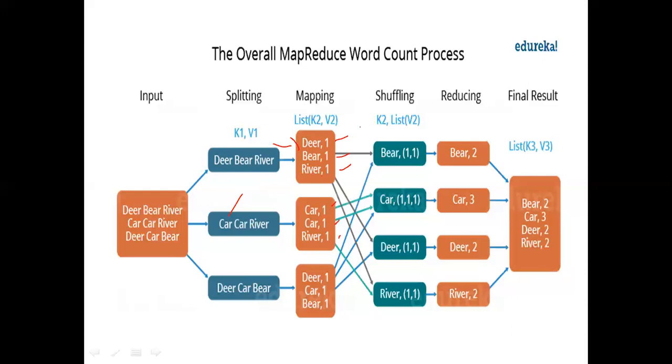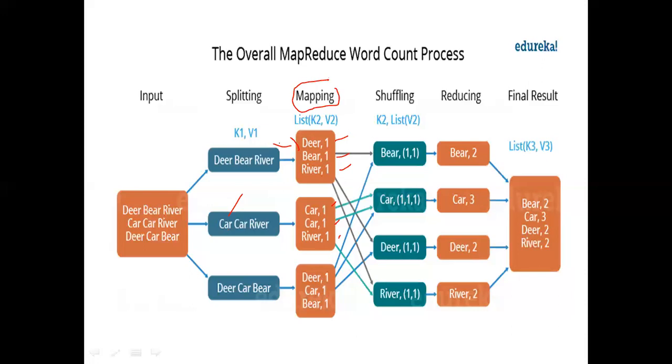For every word the mapper gives a count of 1. First car 1, second car 1. It is not updating it to 2. For every word it just gives the count 1, however many times that word is repeated. Next, deer 1, car 1, beer 1. These 3 mappers are working on this, mapping the data.